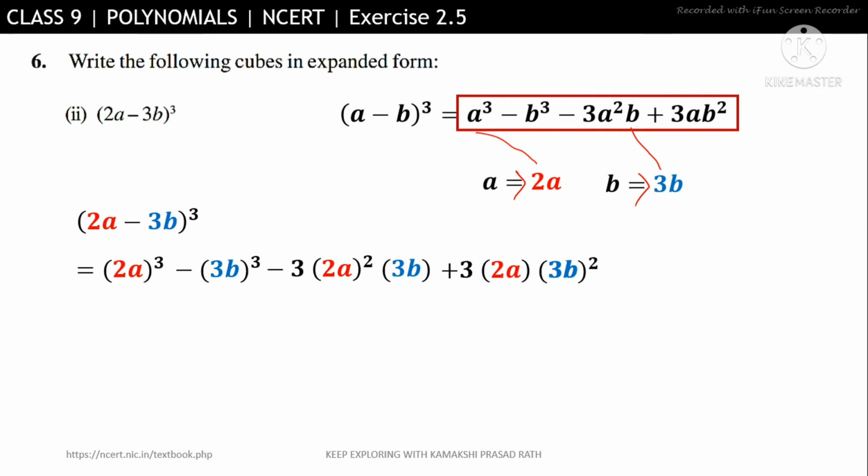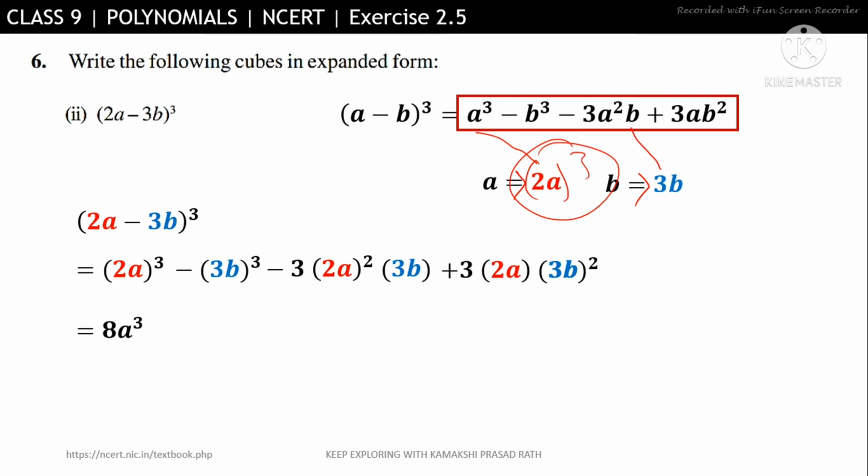So wherever a is there, I have put 2a. Wherever b is there, I have put 3b. So let's solve the powers first. 2a whole cube. Again remember, a cubed is written as 2a whole cube. So whenever we write 2a whole cube, let's solve it now: 8a cube, because the cube function is for both 2 and a.